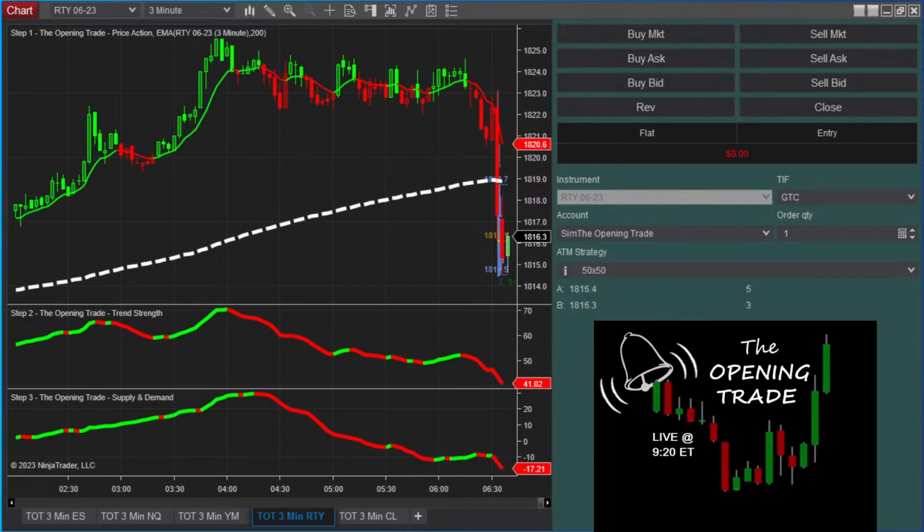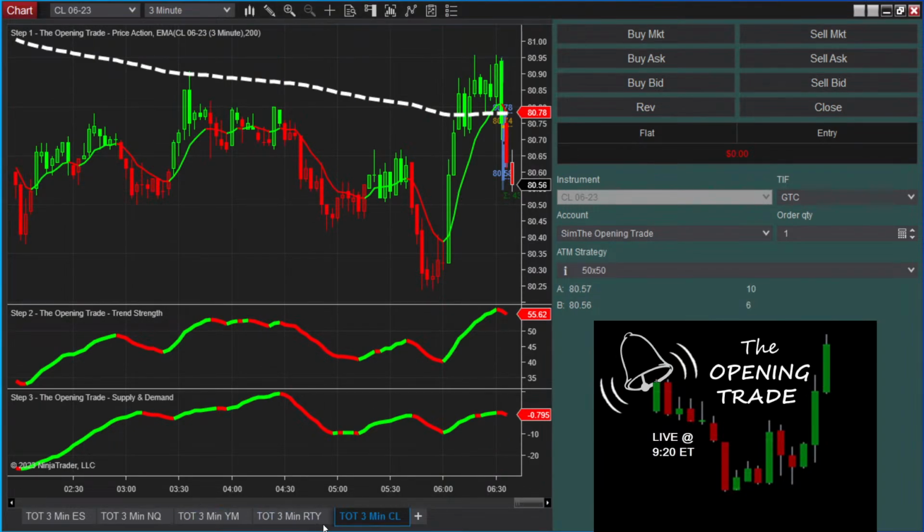So the Russell did not fire off an automated trade. That's fine. It means that the trade wasn't there to take, and that's why we have the automated trading software there to do the thinking while I look at the news.